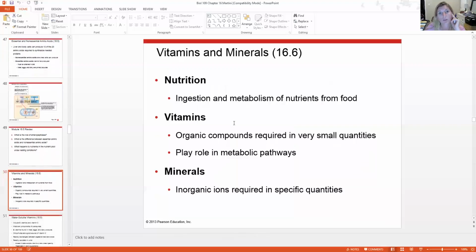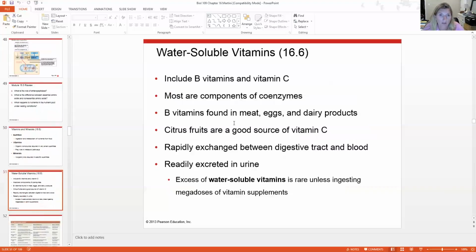Let's move on to minerals and vitamins. Overall, nutrition is the ingestion and metabolism of nutrients from our food. Vitamins are organic compounds that we need in very small quantities. They typically play a role in our metabolic pathways. Minerals are inorganic ions that are required in very small amounts as well.